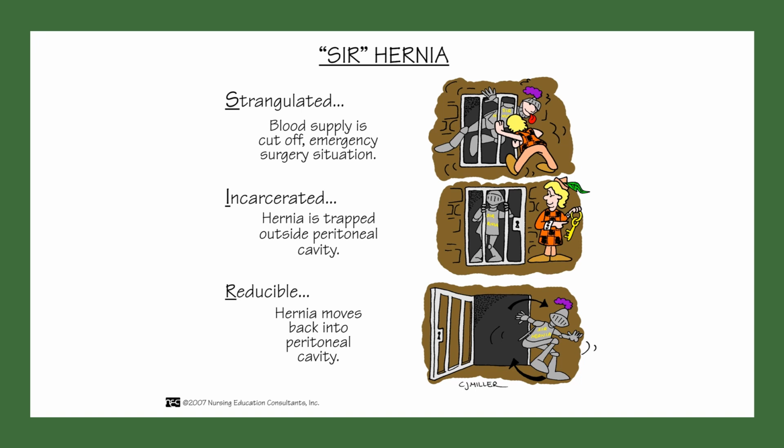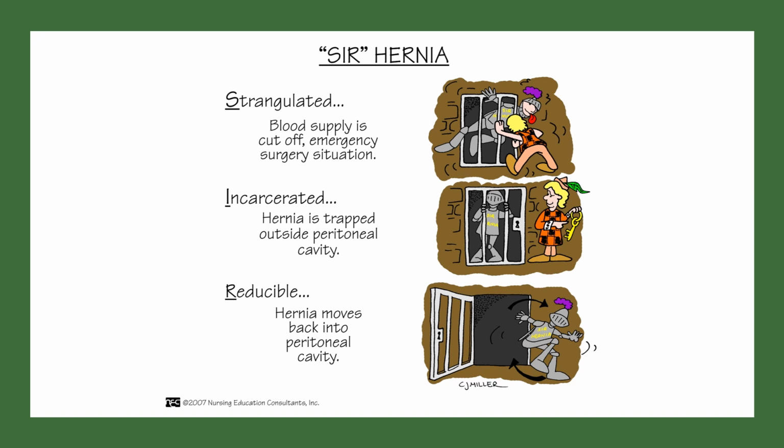The biggest concerns with hernias are strangulation, incarceration, and reducibility. So you can think about the mnemonic SIR hernia to help remember these complications. So strangulation of the hernia, this is when it's trapped outside the peritoneal cavity. This is an emergency situation because the blood supply is being cut off. They would need to go to surgery to correct this immediately.